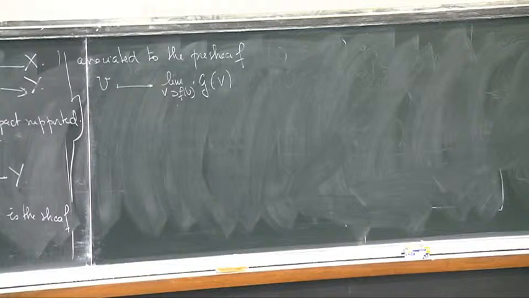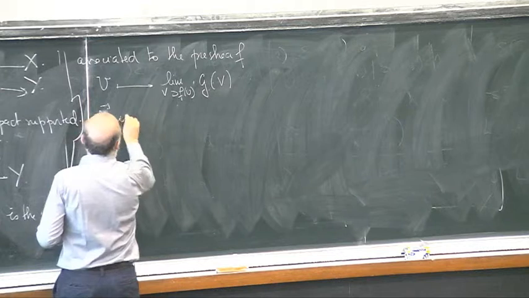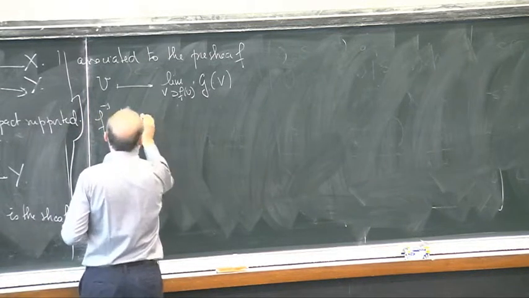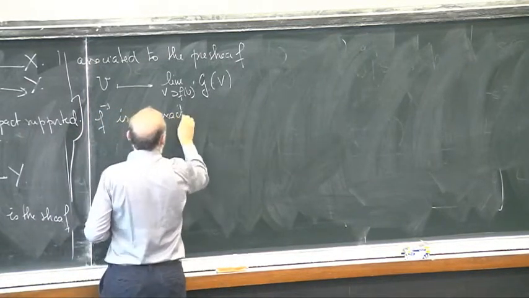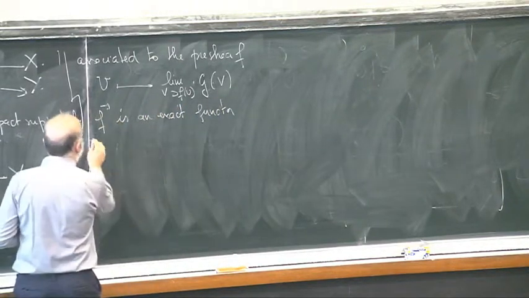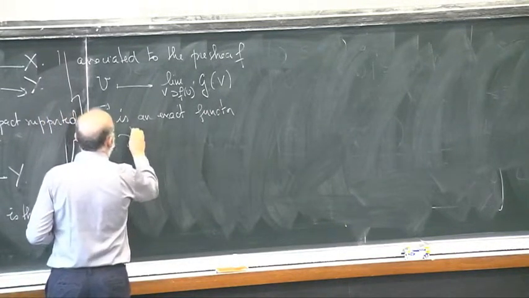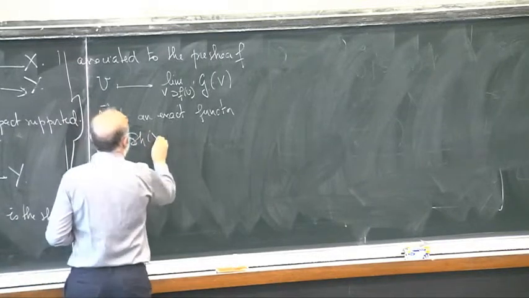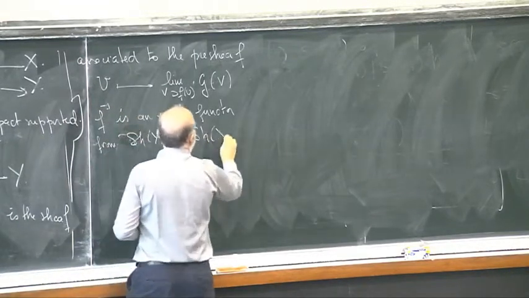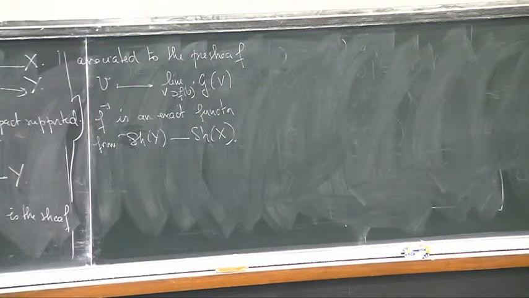So of course, it looks a little bit abstract, but f minus 1 has a good property: it is an exact functor. So the definition is complicated, but then the properties are simple, from the sheaves over y to the sheaves over x. So what am I doing here? I have a sheaf f over x.